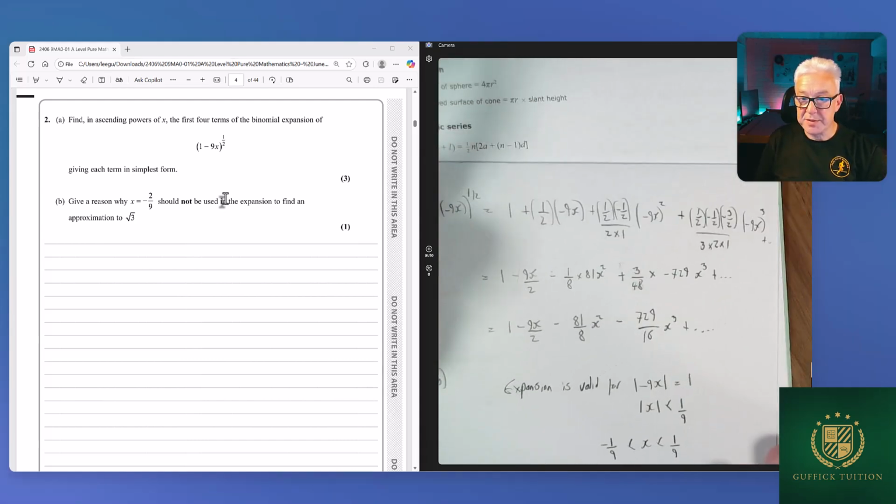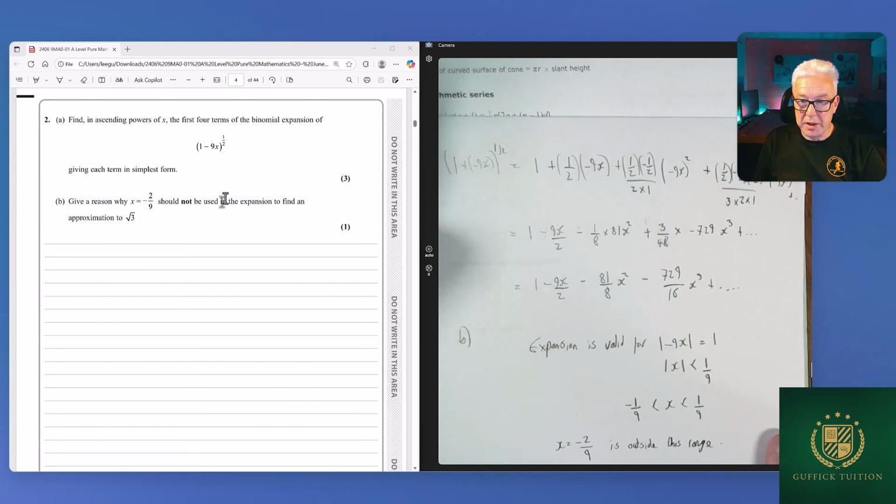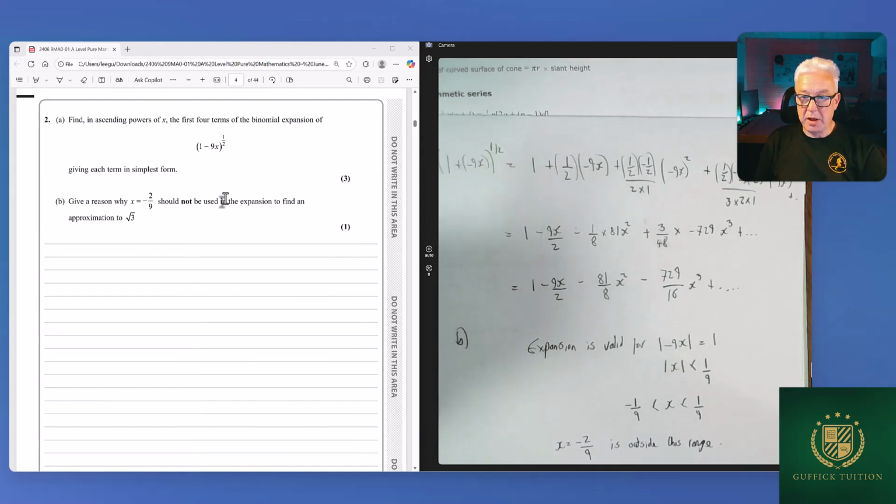So that's the first part there, A of question 2. We get 1 minus 9 over 2x minus 81 over 8x squared minus 729 over 16x cubed. Okay, now it says part B, give a reason why x is equal to minus 2 over 9 should not be used in the expansion to find an approximation for root 3.